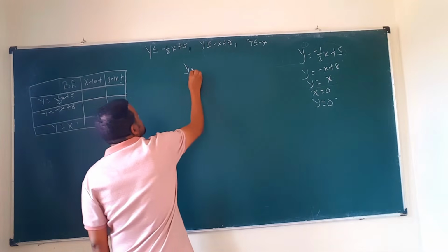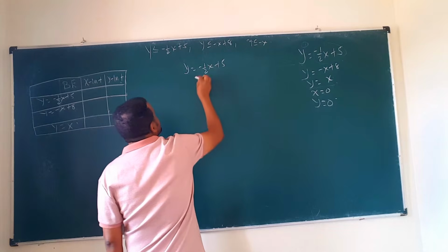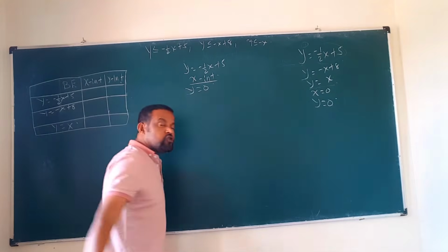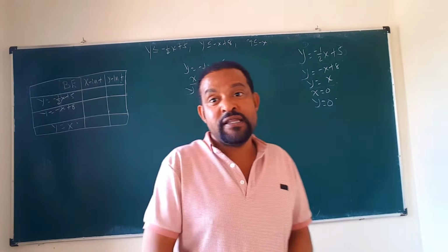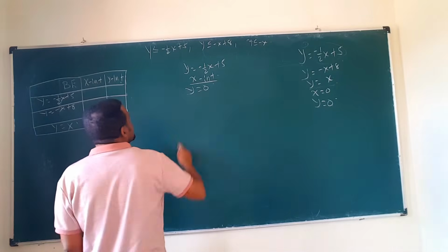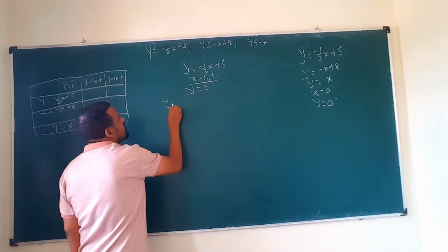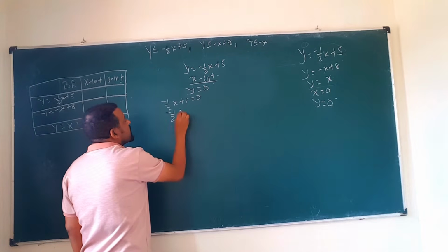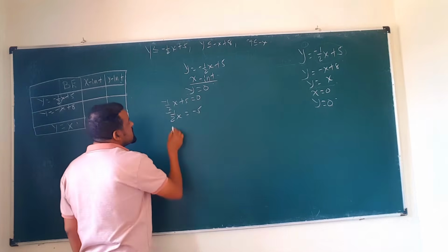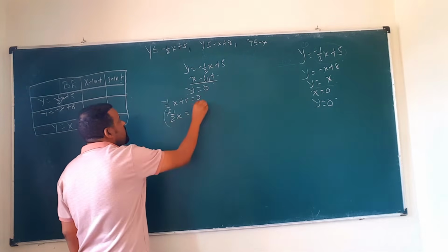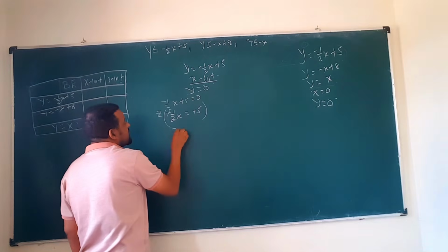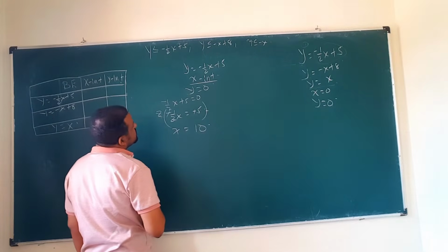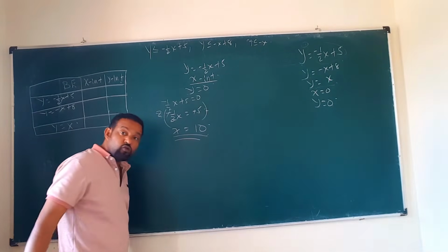Now what will you do? y is equal to -1/2x plus 5. To get the x intercept, what value do you set? You set y to 0. So you are going to solve that linear equation. Okay, so what happens? -1/2x plus 5 is 0. -1/2x is equal to -5. Multiply the whole side by 2. Then x remains. 5 times 2 is 10. Is that positive or negative? Positive. So x is equal to 10.